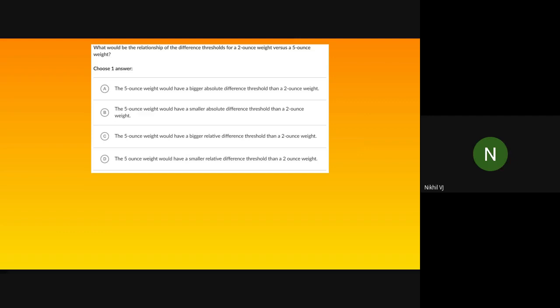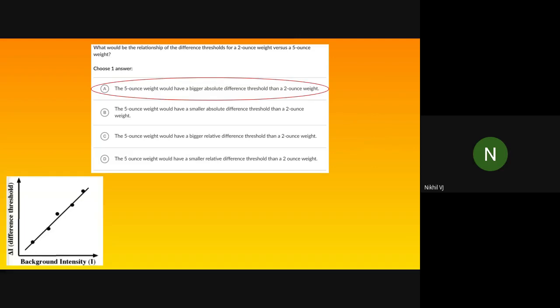And Weber's law is clearly stated in the passage to be a constant ratio. So we know when we look at the answer choices that it can't be a bigger relative difference or a smaller relative difference. So we can knock off both C and D. So we're looking at absolute differences here. When we take a look at the graph, we see that based on the level of the original stimulus, the level of the increment or the difference in the stimulus differs. As we increase the level of the original stimulus, we need to increase the difference in the stimulus before we detect a difference.